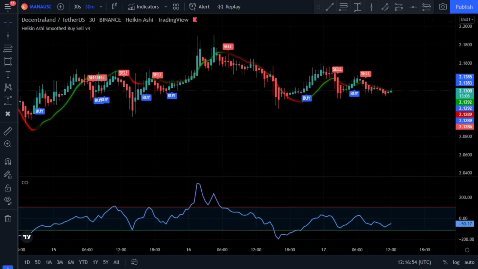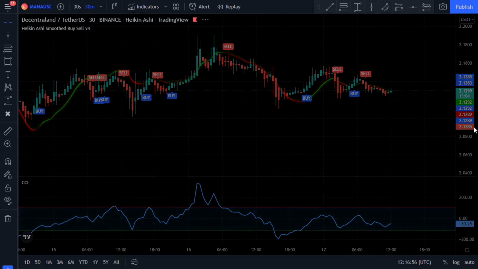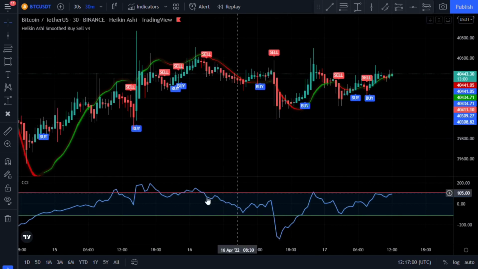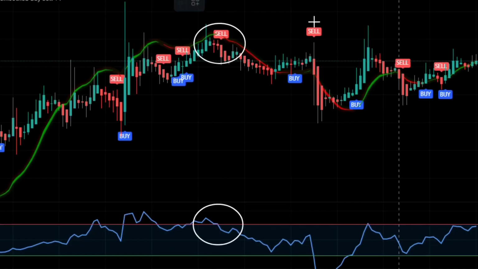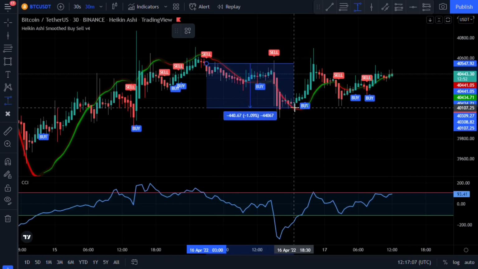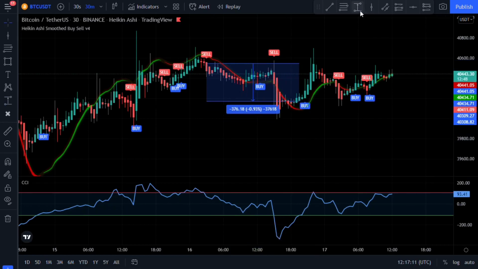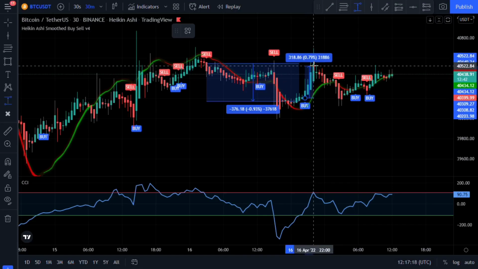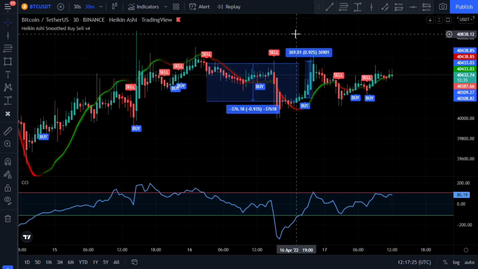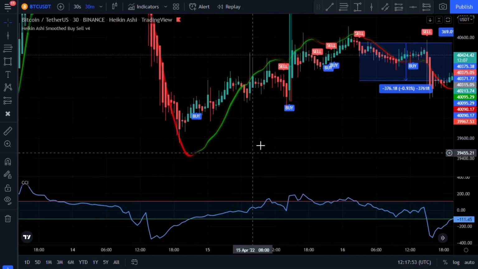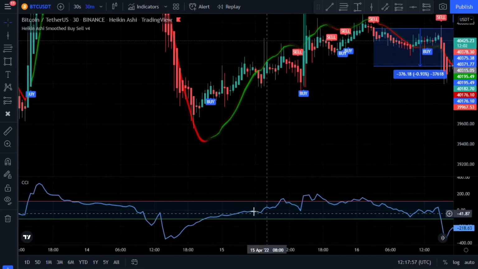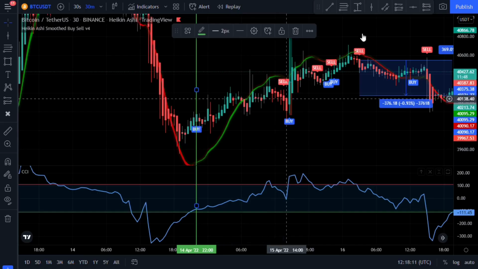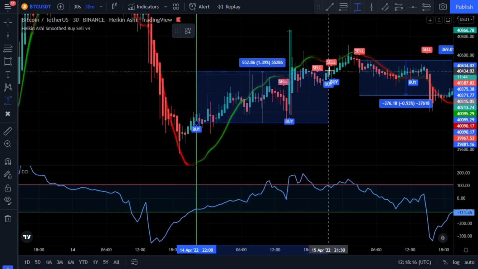I do a simple test of this strategy in the Bitcoin chart. This Bitcoin chart is 30 minutes in time frame. Here is a valid sell signal. Here both indicators issued a valid buy signal. Here is a valid buy signal. These signals work very accurately through these two indicators. I will open some examples of position tests.